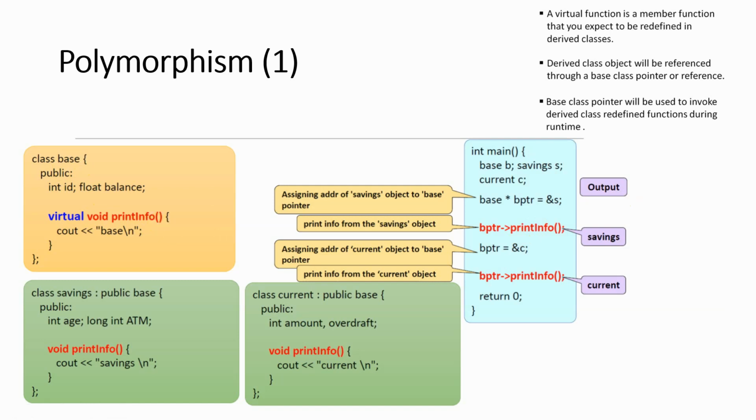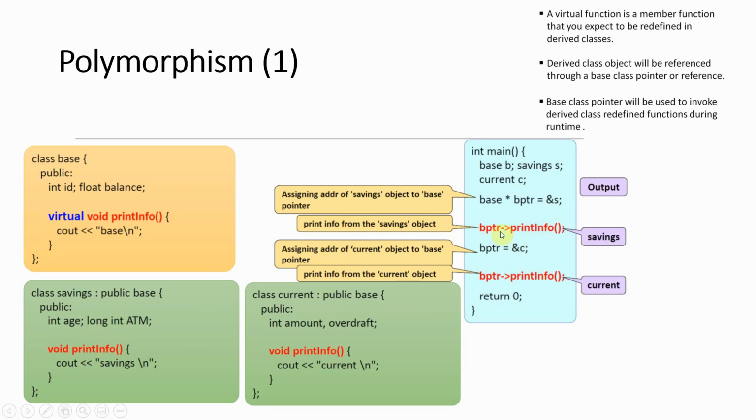The compiler is gonna check what bptr is pointing to. If it is pointing to an object of class base, it's gonna call this function. If it is pointing to an object of class savings, it's gonna call this function. If it is pointing to an object of class current, it's gonna call this function. So this is called late binding.